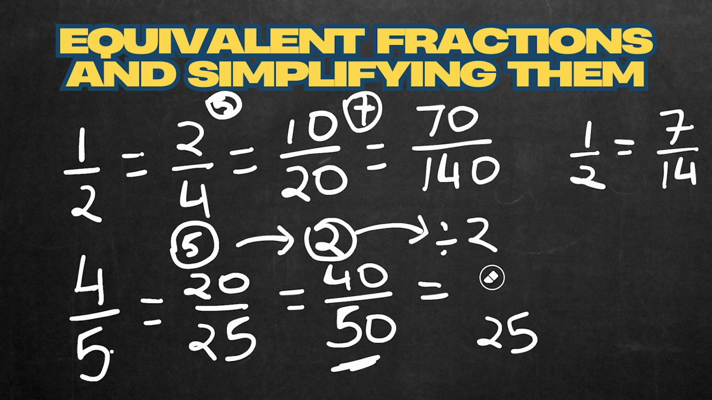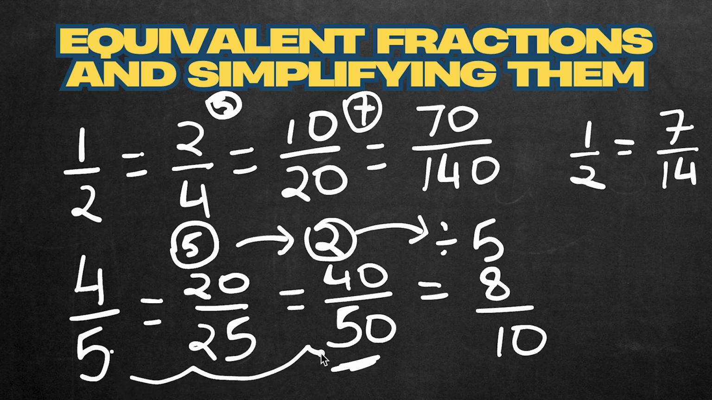Okay? Or let's make it slightly more complicated, all right? So let me bring in an eraser. Let me erase this part. And let's say we decide to divide it by, let's say, I don't know, 5. Cool? So 40 divided by 5 is 8, and 50 divided by 5 is 10. All these are equivalent fractions. They all have equal value at the end. Okay, so that's how you build equivalent fractions.